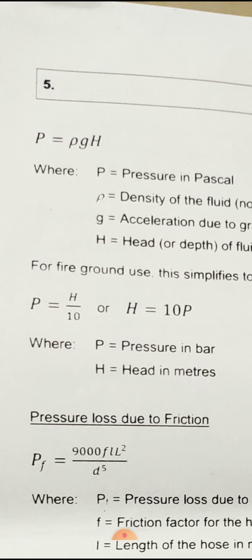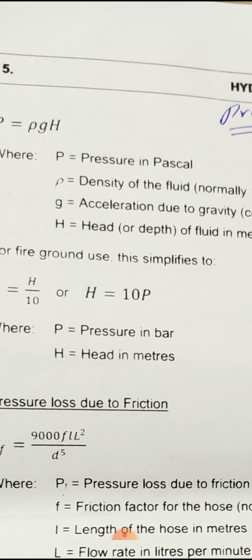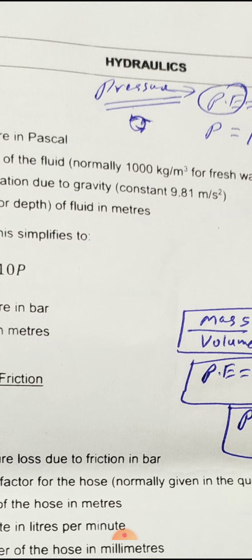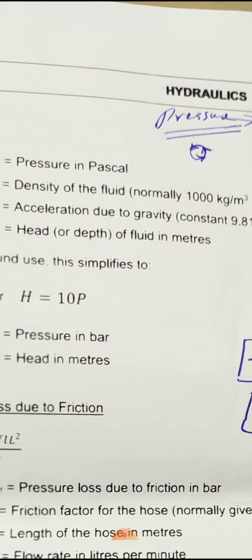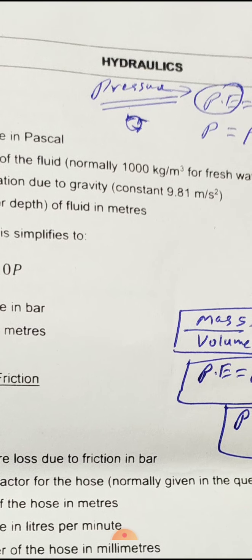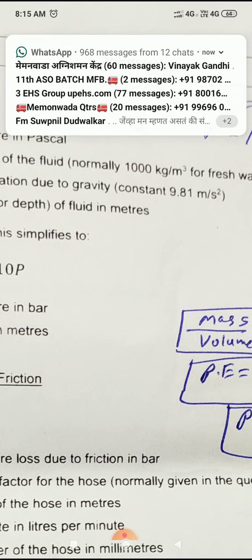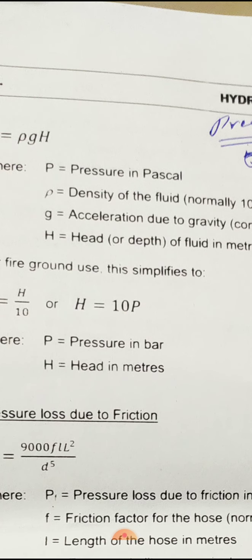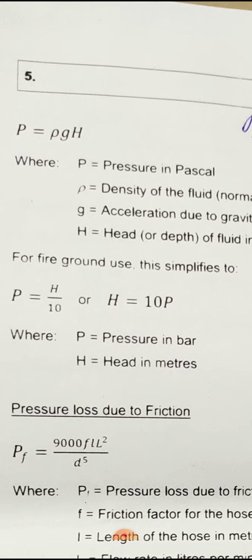The same thing is repeated, but this time around it's a pressure which is supplied from your pump casing. P is equal to rho g h, where P is pressure in Pascal, rho is the density of a fluid, normally 1000 kg per meter cube for fresh water, g is the acceleration due to gravity, constant at 9.81 meters per second square, and h is the height or depth of a fluid in meters.